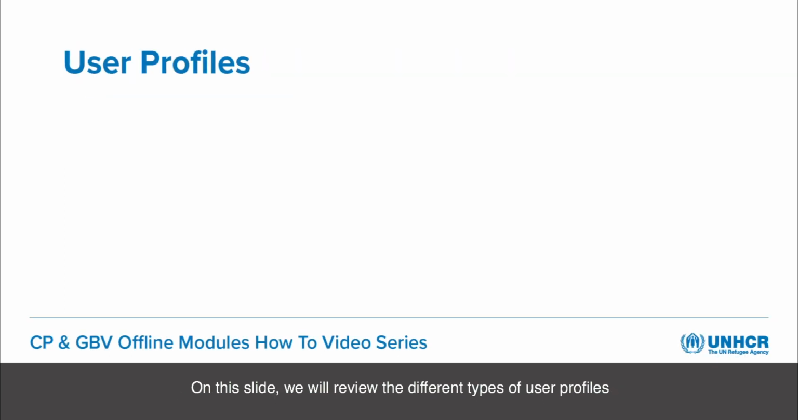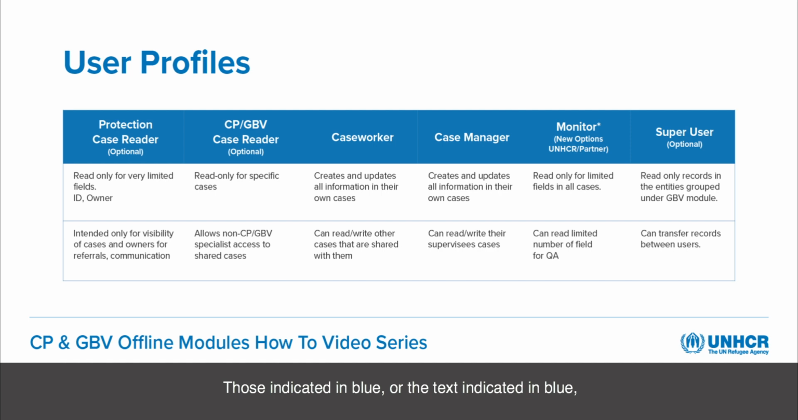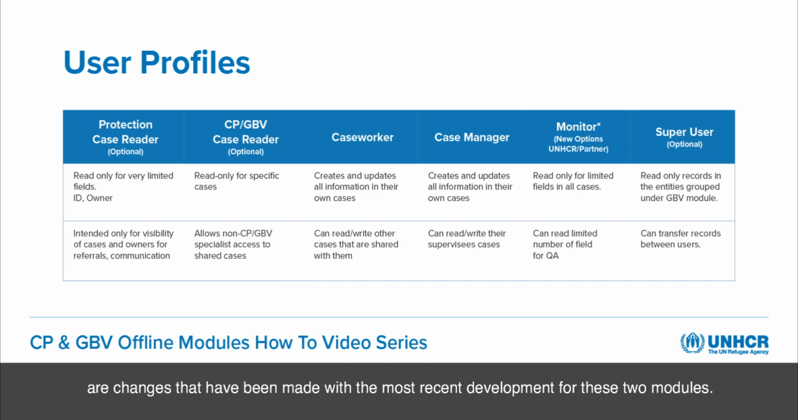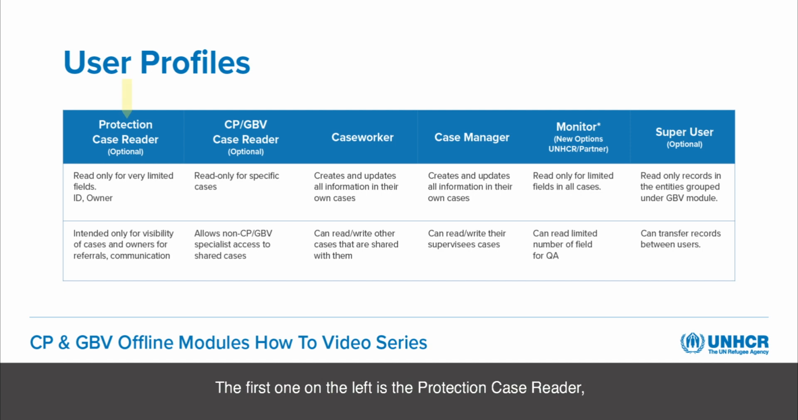On this slide, we will review the different types of user profiles that are available for child protection and GBV. Those indicated in blue, or the text indicated in blue, are changes that have been made with the most recent development for these two modules. The first one on the left is the protection case reader.